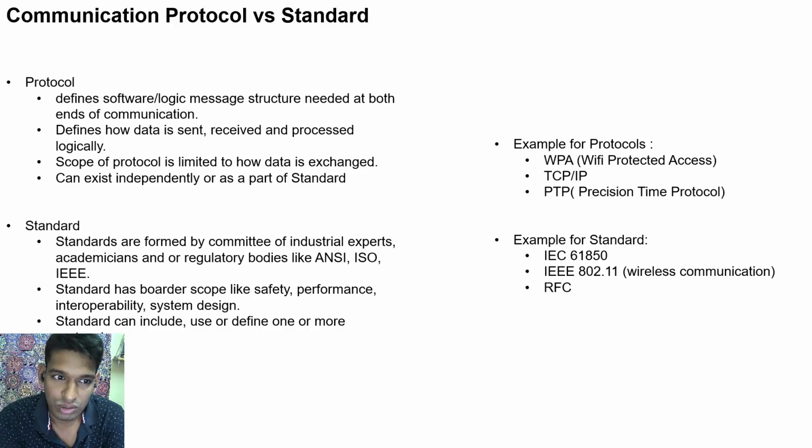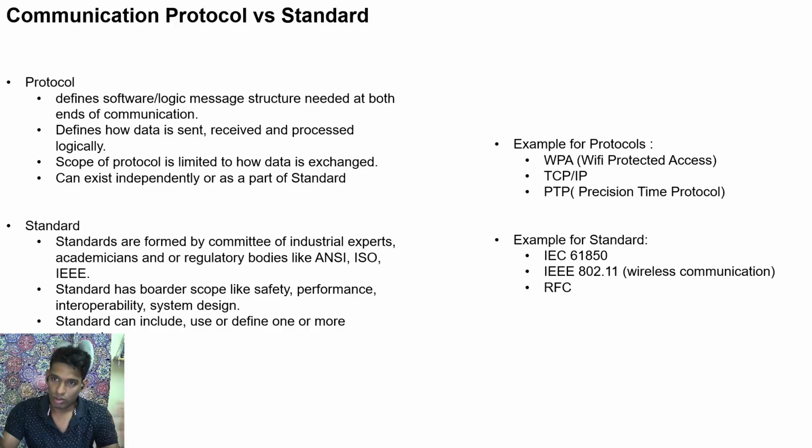So abstract logic is defined, like these many start bits I should use, these many stop bits I should use. This is the way I should encode the data. This is the way I should scramble the data, or this is the frame that I use. This is the particular data length that I use. These are logical parameters that are fixed, and this is what a protocol defines. It defines the underlying logic and message structure needed at both ends.